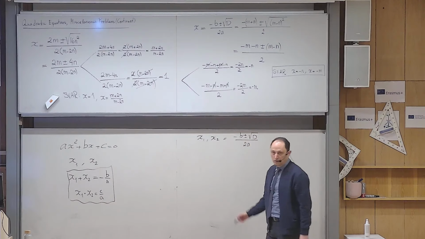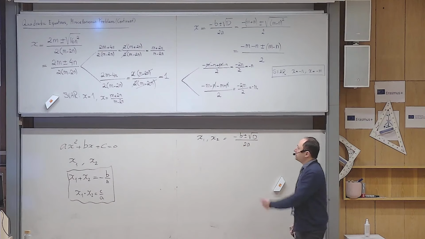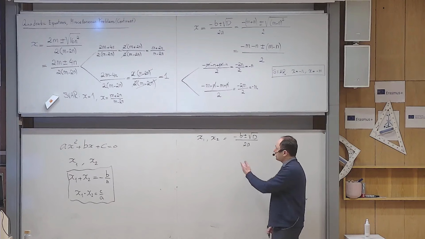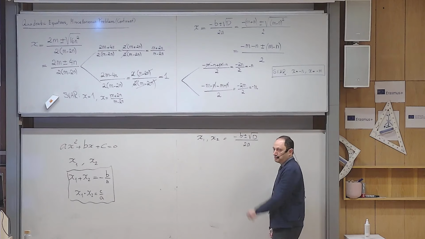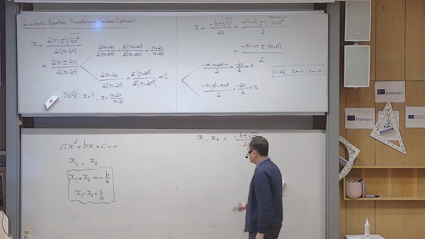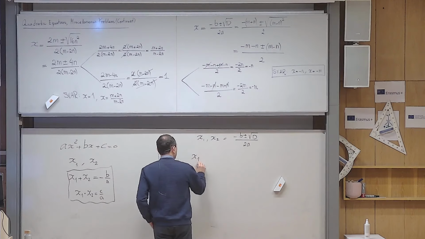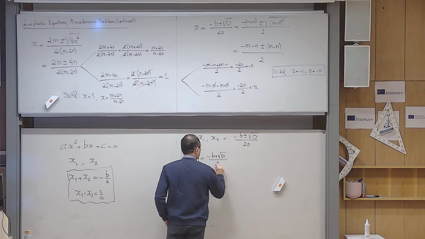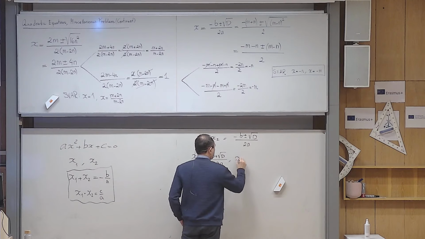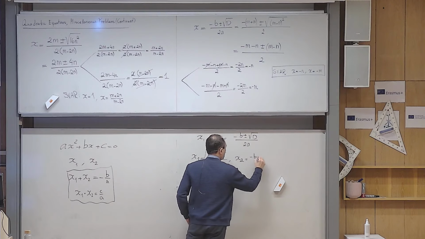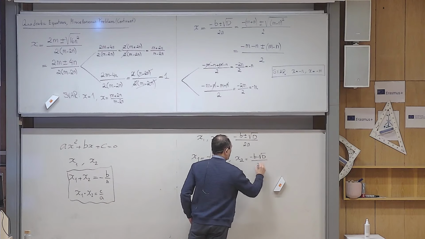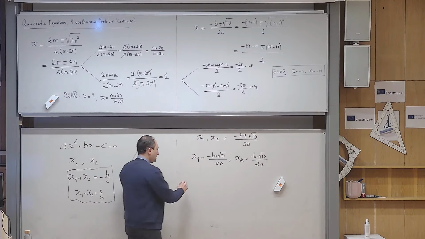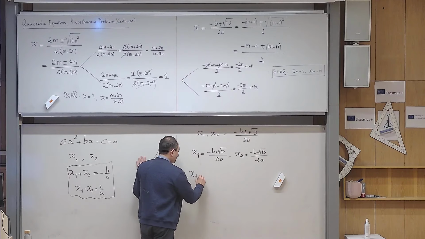Do you agree? These are the roots. But which one is x1, which one is x2, I don't know, and it doesn't matter. So let us take the positive one for x1, minus 1 for x2. So let us say that x1 is minus b plus square root of d divided by 2a. Let us say x2 is minus b minus square root of d over 2a. Agree? Very simple now. I want to find x1 plus x2.